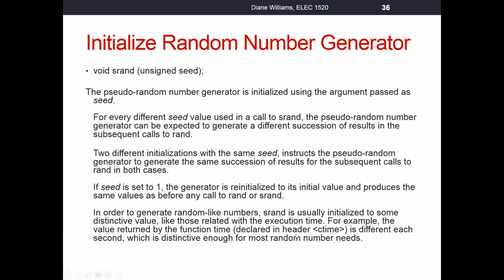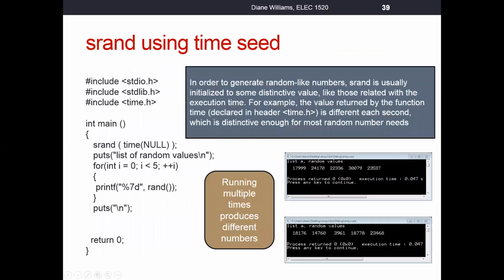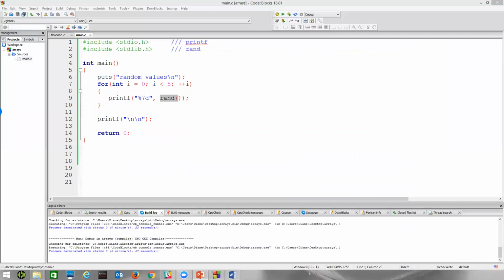Right? What we normally do is we use a function in the time library. We use the current time, which is a little bit more random, so that every time our program runs, we basically will end up with a different set of random numbers. Right, so here's an example here of some different set of random numbers. Right. So let's just pull this into Code::Blocks and see how it behaves.